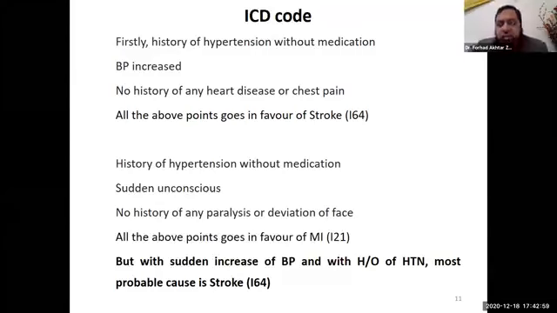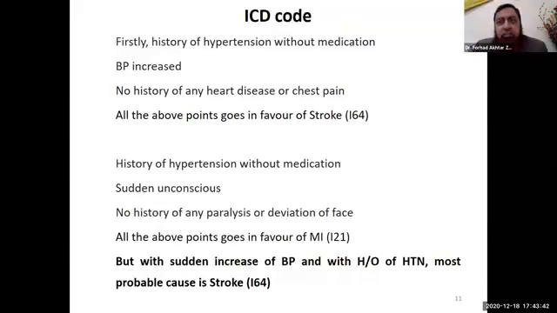So let me tell you in brief, we always have some difficulty in deciding whether it is a stroke or I-21, acute myocardial infarction. In stroke, we look for paralysis, hemiplegia, deviation of the face. On the other side, chest pain, sweating, ghabrahat, uneasiness. Here there is no headache, no sudden fall, no paralysis, no deviation of the face, no chest pain, no sweating, no uneasiness. So in such a case, it becomes a bit difficult.